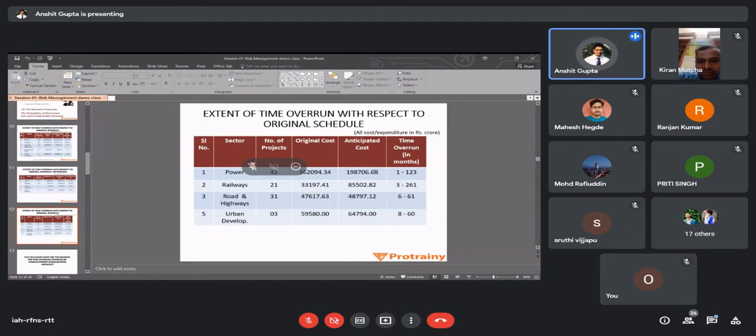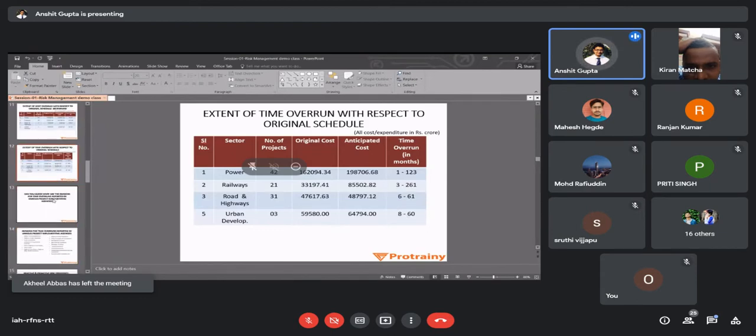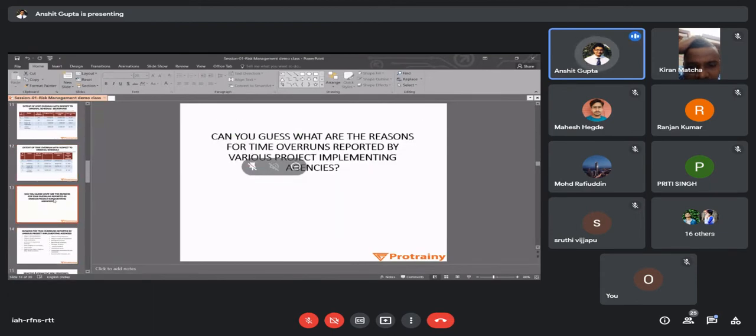Generally, in power projects in India, time overrun varies from 1 month to 123 months. See, 1 to 5 months time overrun, everyone understands because there are genuine issues at site. But 123 months time overrun in railways, 3 months to 261 months extended. The project has been extended. Roads and highways, 61 months time overrun. Urban development, 60 months time overrun. So these are the realities of Indian construction industry.